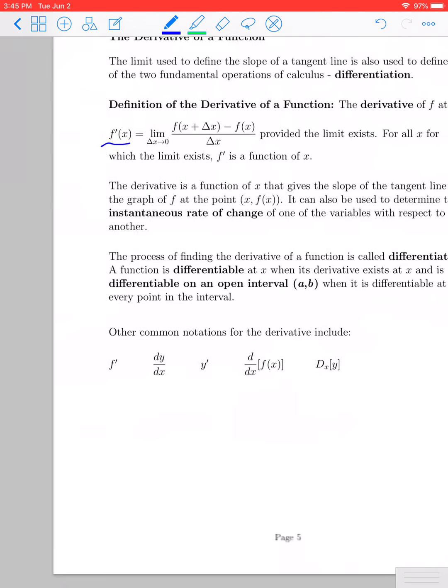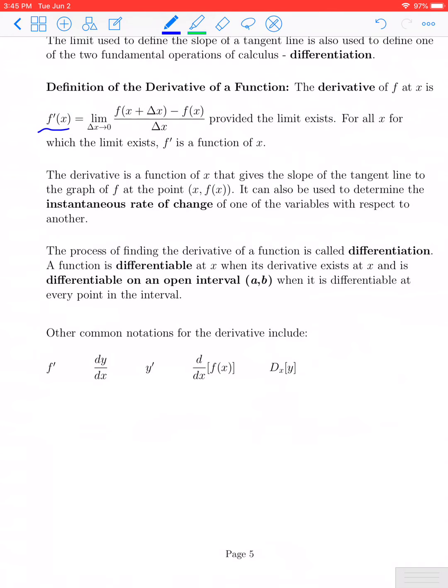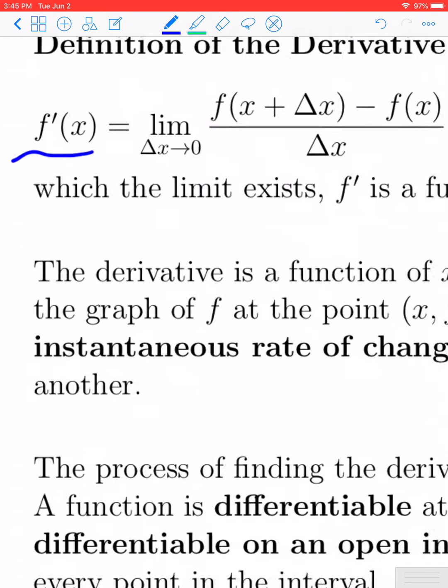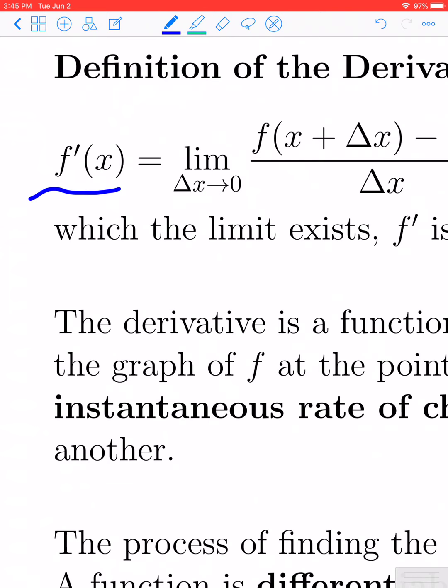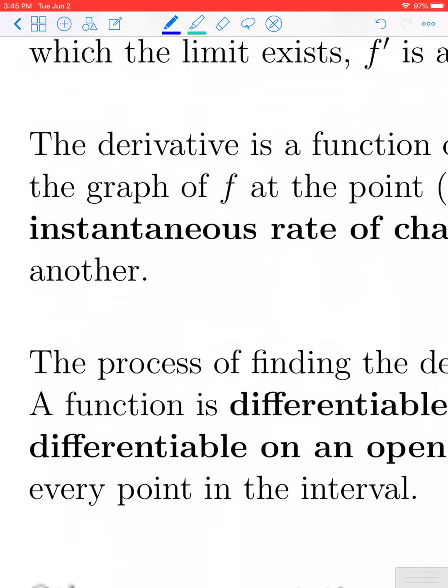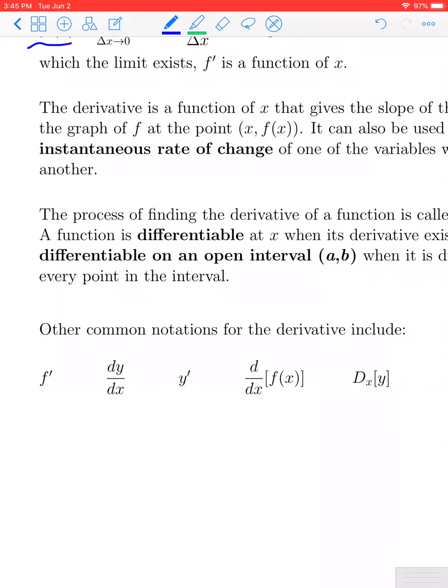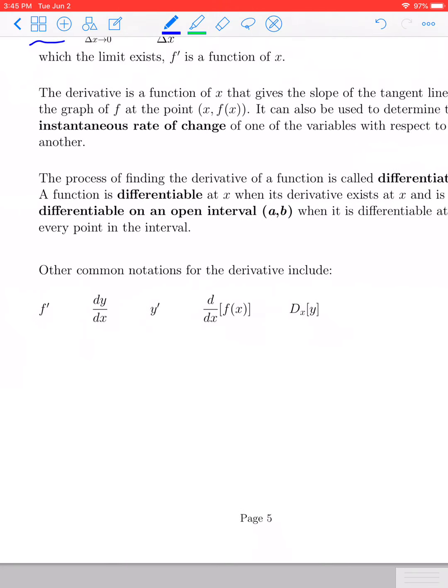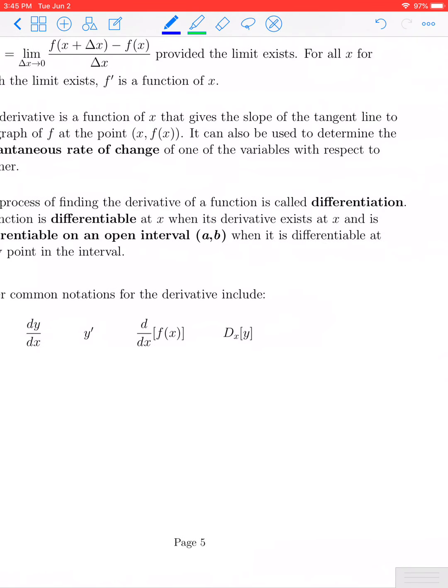It can also be used to determine the instantaneous rate of change of one of the variables with respect to the other. So what this derivative, f prime of x, represents is the slope of f of x at x. It also represents the instantaneous rate of change of f at x. The process of finding the derivative of a function is called differentiation. That's what happens when we start with the original function f, apply this limit notation, and take the derivative, ending up with f prime. That's the process of differentiating.